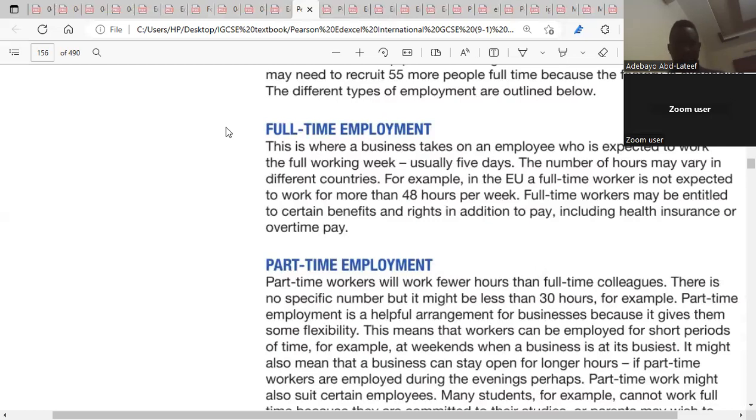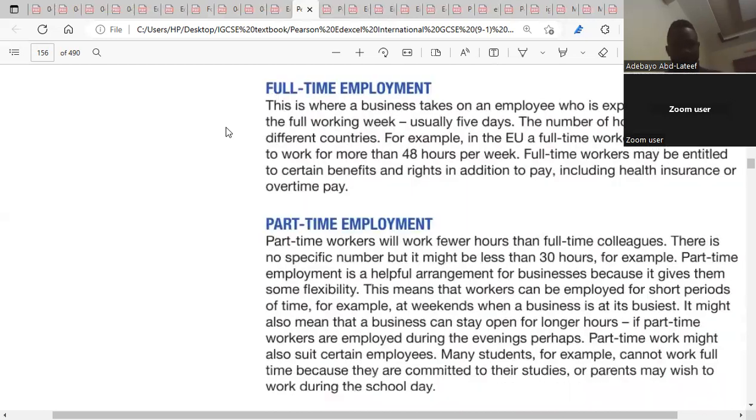For example, for Libya, full-time employment is from Sunday, Monday, Tuesday, Wednesday, Thursday. But in European countries, it is Monday, Tuesday, Wednesday, Thursday, Friday. And even in African countries like Nigeria, it's from Monday to Friday. I think full-time employment is clear. Is it clear, please? Yeah.